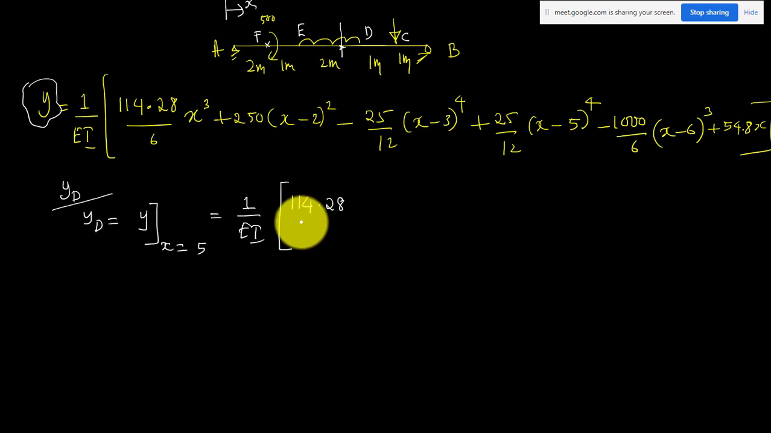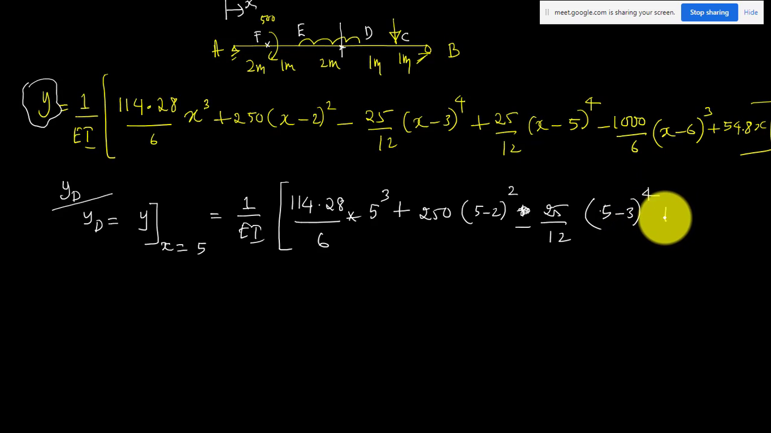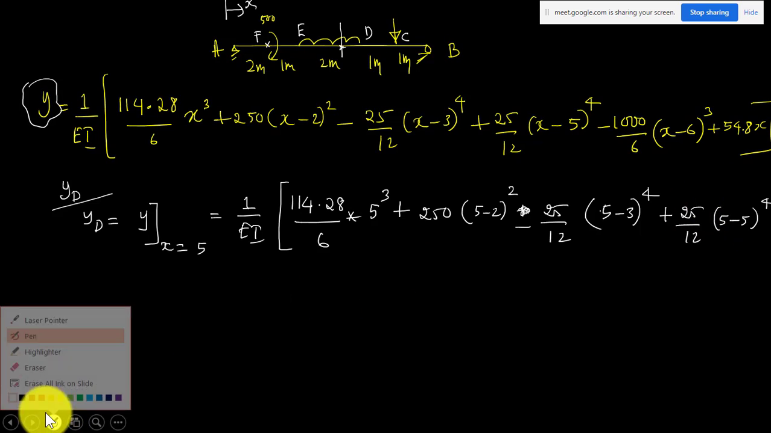I'm just writing one or two equations so that it will be clear for you. So this will be 140 by 6 into x cubed, with x is 5, so 5 cubed, plus 250 into x minus 2, 5 minus 2 raised to power 2. And minus 25 by 12, it is negative, 25 by 12 into x minus 3, that is 5 minus 3 raised to 4, plus 25 by 12. So this term will become 0, 5 minus 5, this is going to become 0. It will become 0 anyway, but I just wrote it.